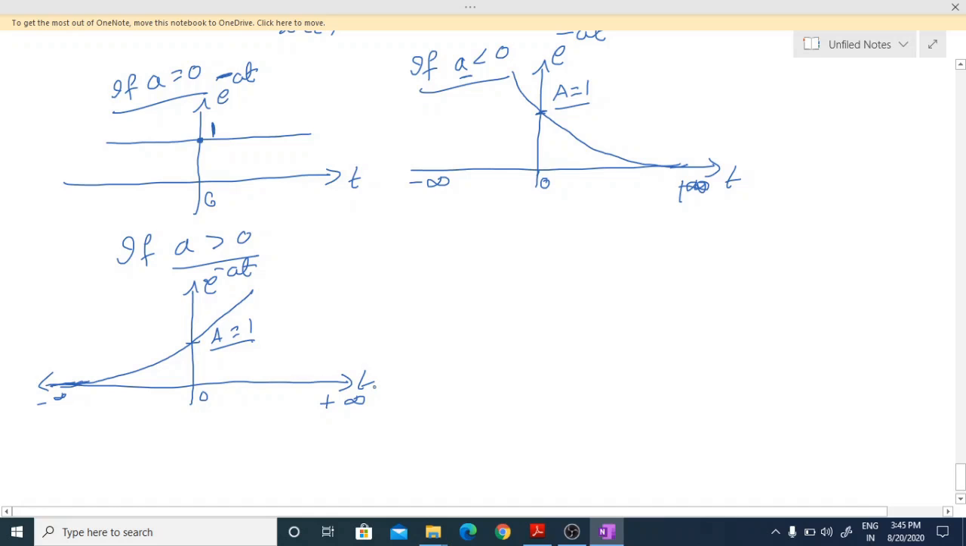So in this case, if a equal to 0, we can generate the DC signal, and if small a is less than 0, we can generate the exponentially decaying signal, and if a is greater than 0, we can generate the exponentially growing signal.